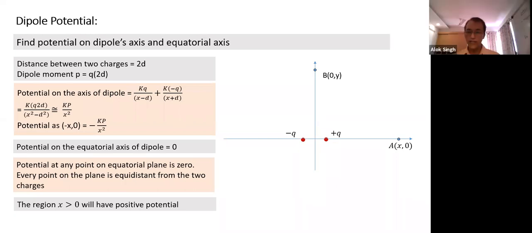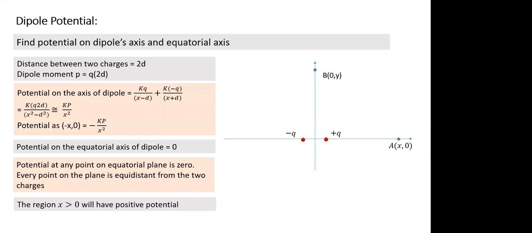And so if I take a plane perpendicular to the plane of the drawing, it is called the equatorial plane. On the equatorial plane, everywhere the potential is 0. Why is that so? Because the distances from both the charges are equal and they have opposite signs.